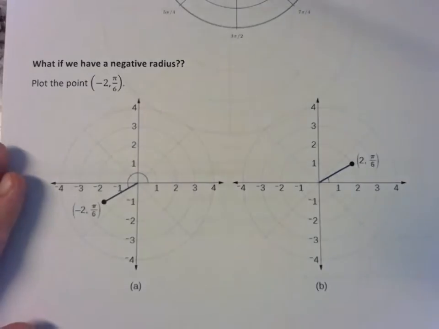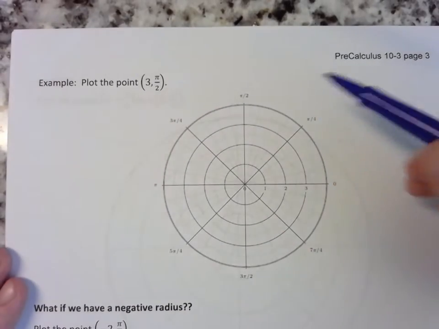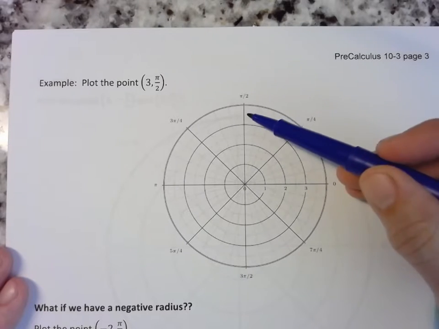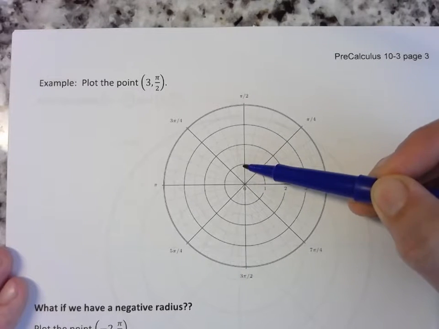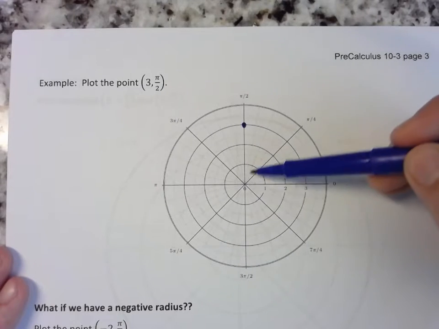How about this one? Plot the point 3, pi over 2. So we go to pi over 2 and we radiate out 1, 2, 3 units. This would be the point 3, pi over 2.